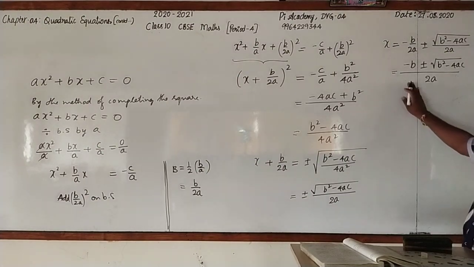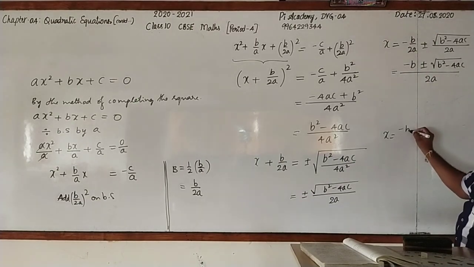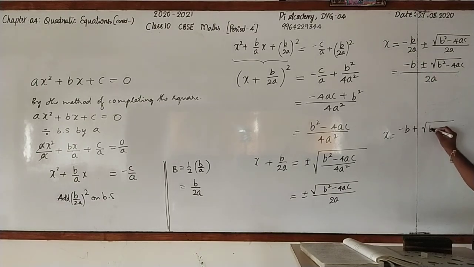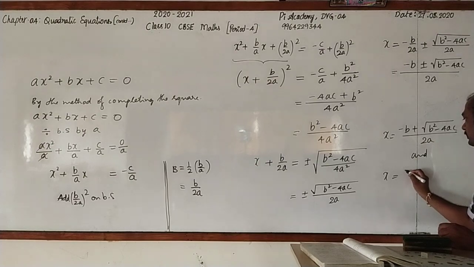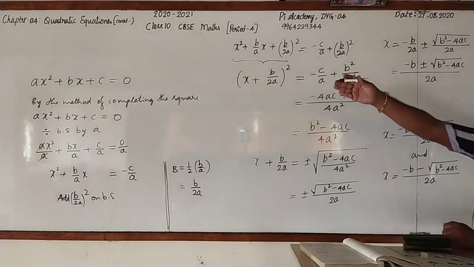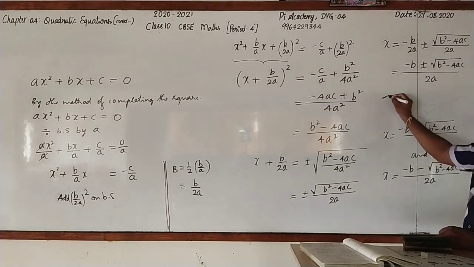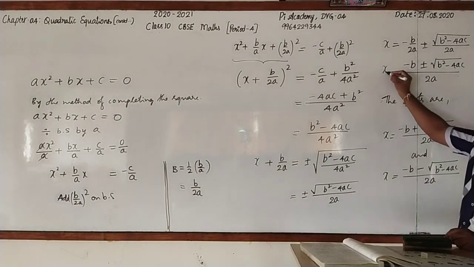That's interesting. The roots are x equal to minus b plus root b square minus 4ac divided by 2a. And another root is there. What is that? X is equal to minus b minus root b square minus 4ac whole divided by 2a. So these are the roots of the given quadratic equation. Therefore, the roots are these two. Clear?